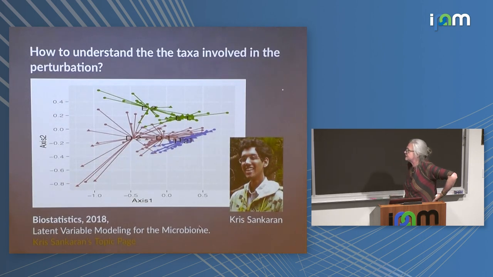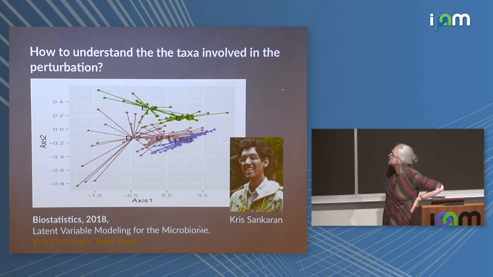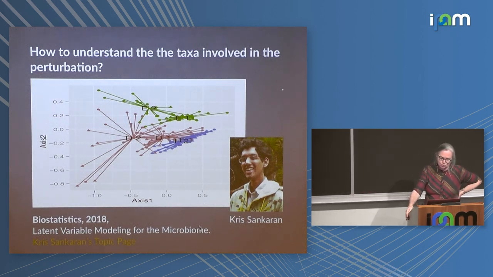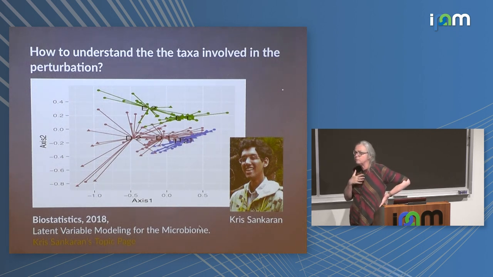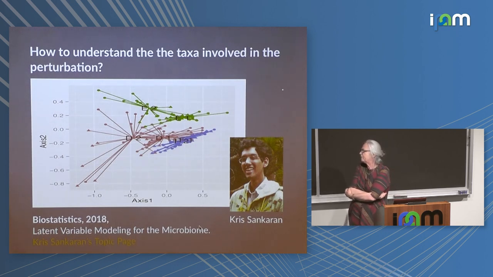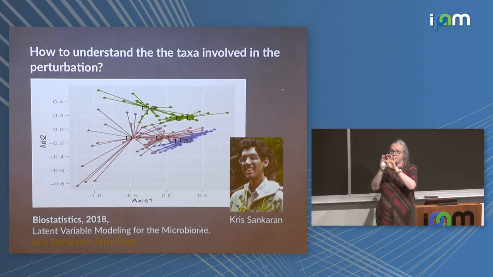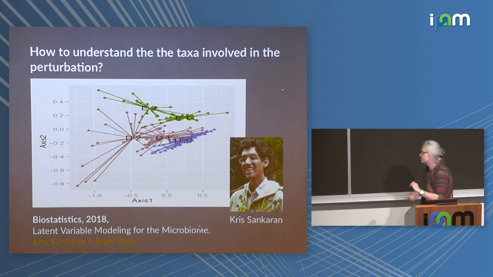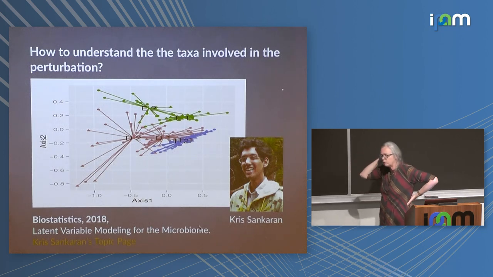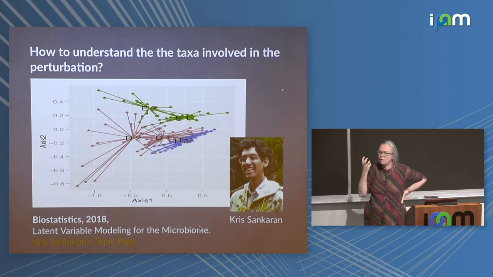This is work I did with Kris Sankaran, who's now at Mila doing machine learning, but he still works a lot on the microbiome, and we wrote a paper in Biostatistics called Latent Variable Modeling for the Microbiome. The reason we did it was when we were looking at perturbation experiments, this is a multidimensional scaling, or PCoA, where we have two different points for every patient, which are during antibiotic stress and in their normal state. We actually gave two courses of antibiotics, and we were trying to see the changes that occur. The problem that we had was you get a plot like this, but we don't really know how to interpret it.